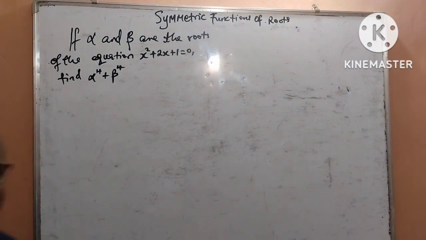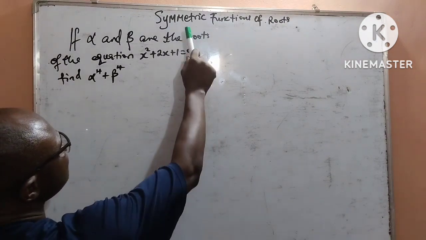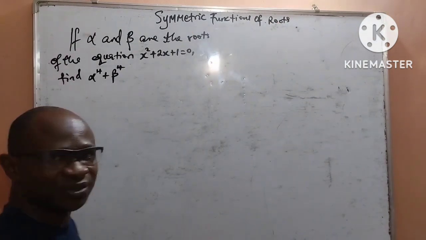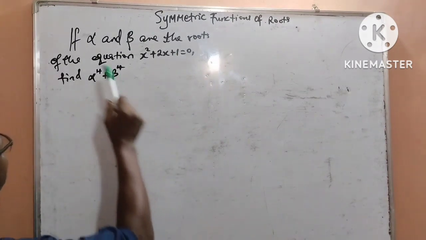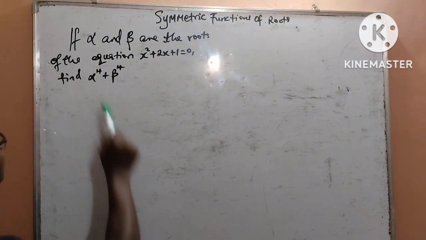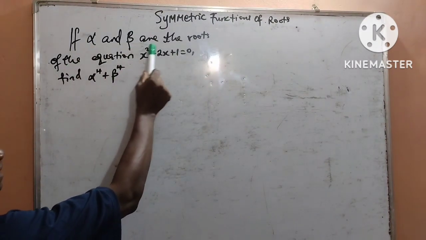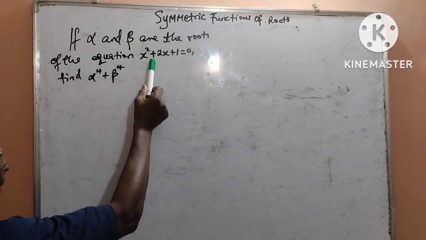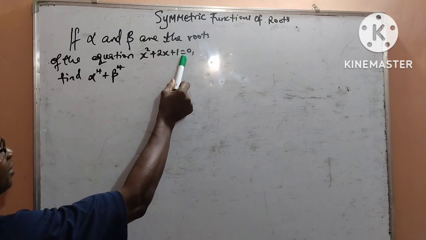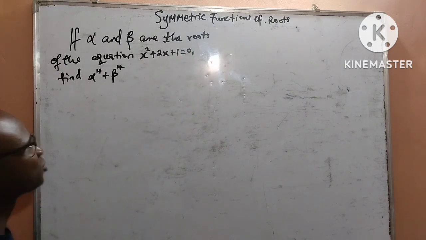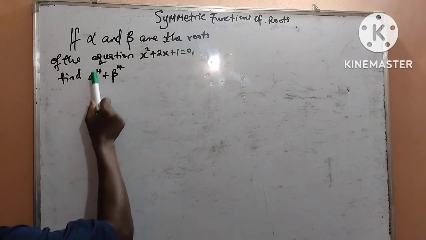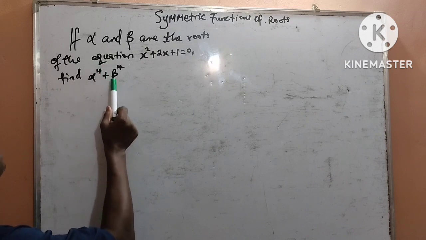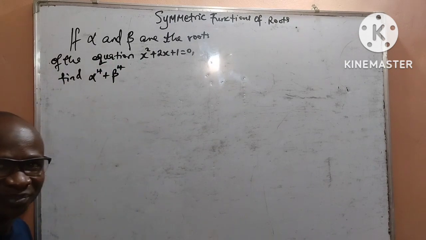In today's math class, we shall be taking symmetric functions of roots. Okay? And we have a question on the board. If alpha and beta are the roots of the equation x to the power 2 plus 2x plus 1 equal to 0, then we should find alpha to power 4 plus beta to power 4.